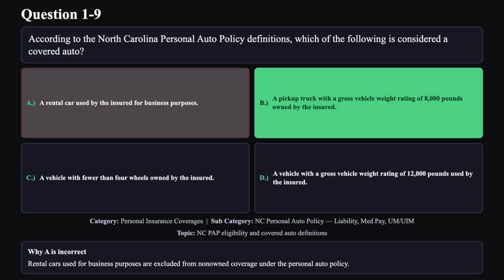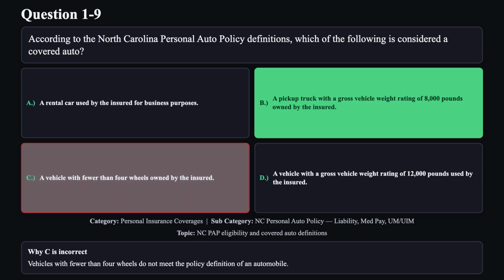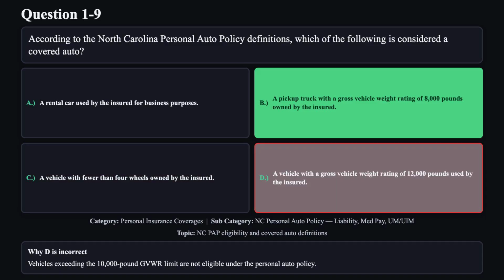Rental cars used for business purposes are excluded from non-owned coverage under the personal auto policy. Reason C is not correct. Vehicles with fewer than 4 wheels do not meet the policy definition of an automobile. Reason D is not correct. Vehicles exceeding the 10,000-pound GVWR limit are not eligible under the personal auto policy.